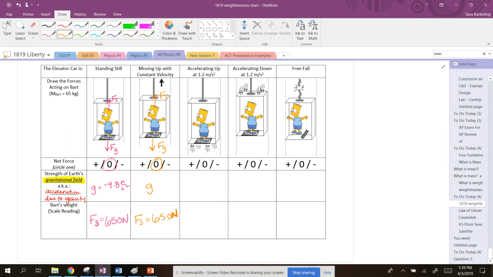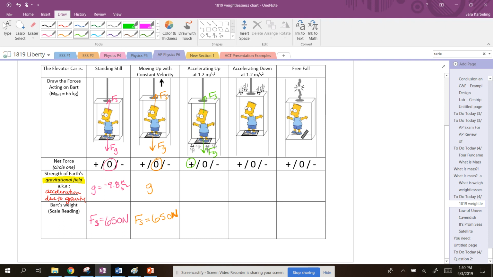What forces have you got? Yeah, two. What are they? Force of the Earth, F_g. Force of the scale, which now goes up. Okay. Anything else acting on Bart? Nope, that's it. What's his net force? Is it positive, zero, or negative? It's positive now, isn't it? Because he's accelerating in the upwards direction. So we've got a positive acceleration.